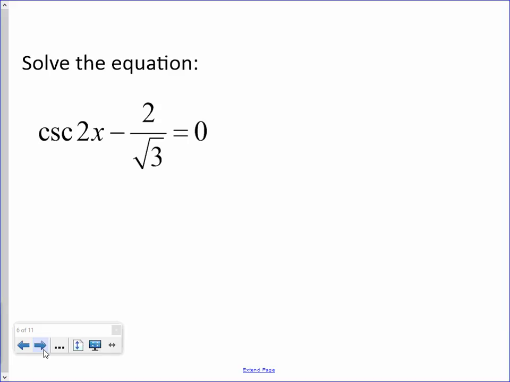Okay, our 30 seconds is up. Kirsten, did the group talk about anything that would be helpful? We added 2 over 3. Yeah, we want to isolate the trig function. You could add 2 over square root 3 to the other side. How many groups did that? Raise your hand if your group did that. Oh, every group did that.